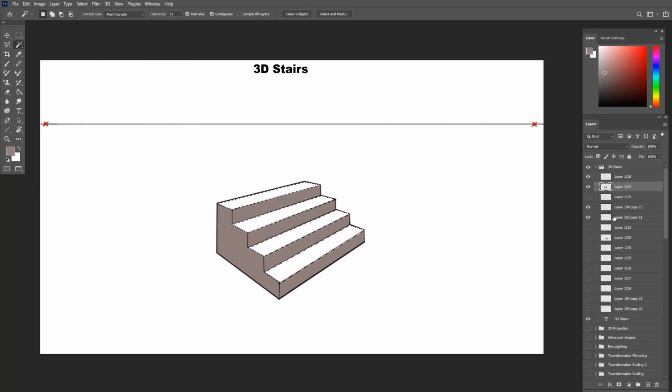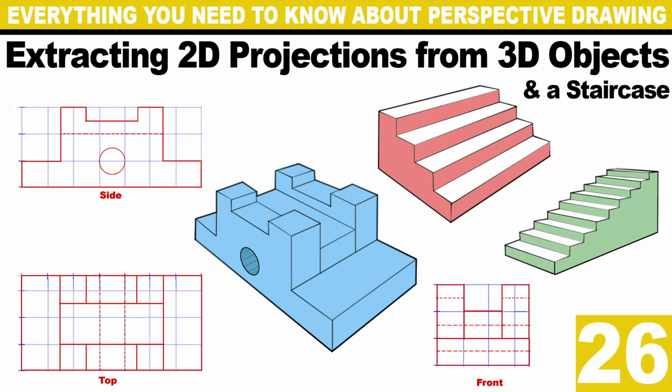So this method is a bit easier if you don't want to go into vertical projections, but it's a bit slower than the first one. You can use it for a few steps, but if you have like 20 steps, it's much easier to use the first method to draw them all at once. And this is it for this lesson.